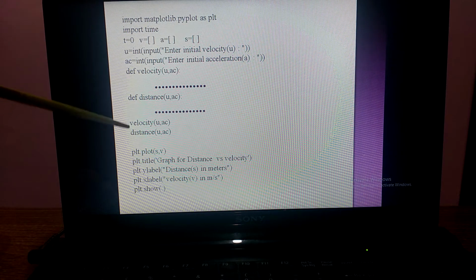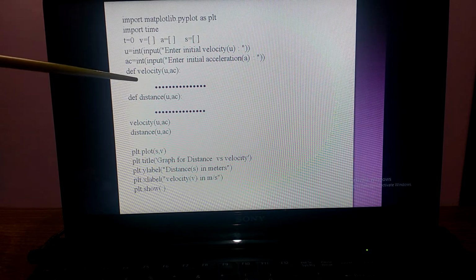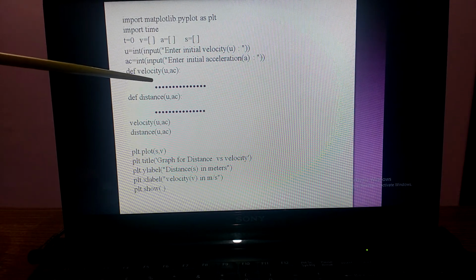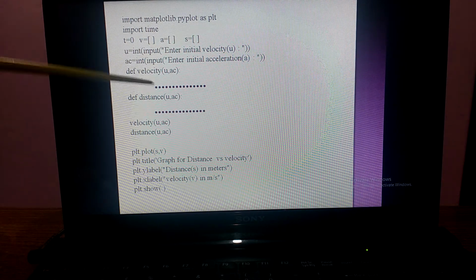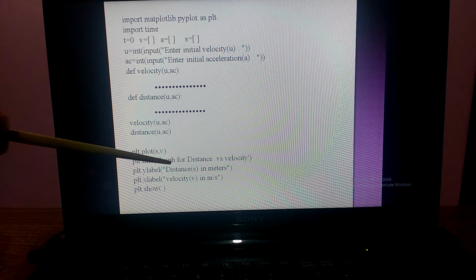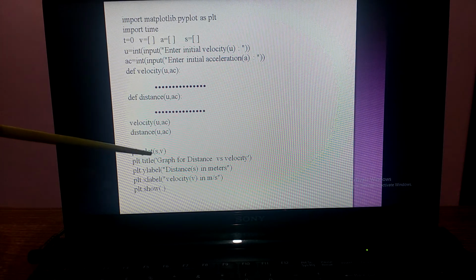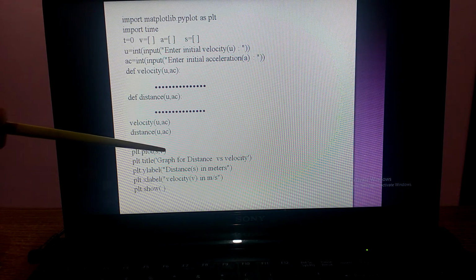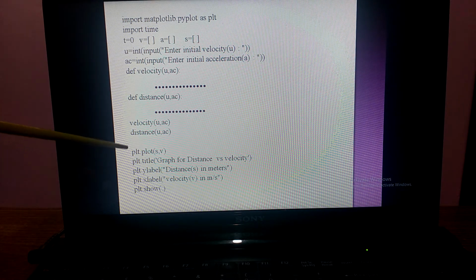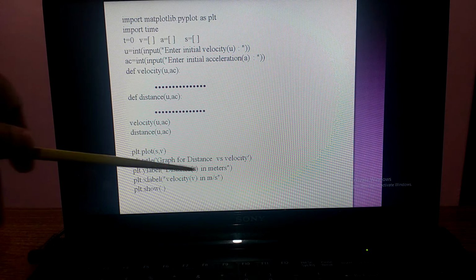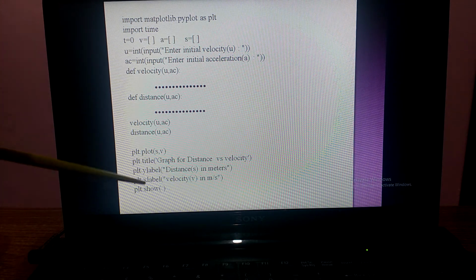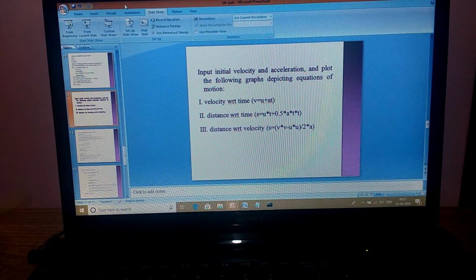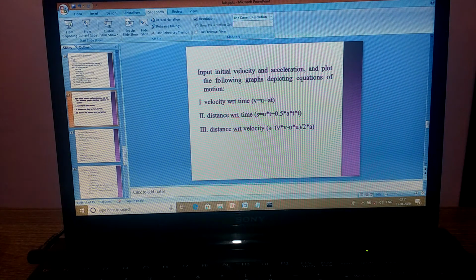After closing this method, I will be using these two values, that is, S has been stored in distance and V has been updated in velocity. I will be taking S and V directly, because for the third graph I have to plot distance versus velocity. I am plotting my third graph, that is distance versus velocity. I am labeling it and showing it here. So this is how I have designed my program to plot three different graphs.